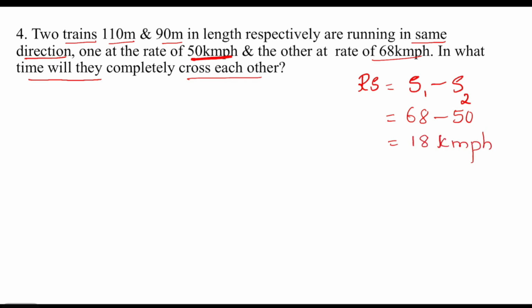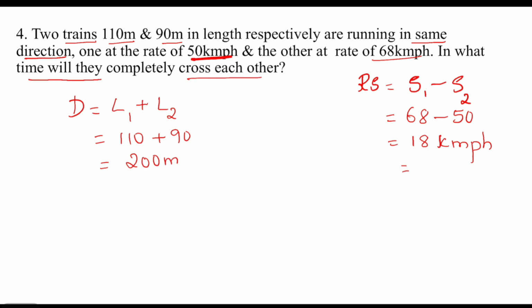Next, what is the distance? Distance is given by the length of the first train plus the length of the second train. Length of the first train is 110 meter. Length of the second train is 90 meter. So totally it is 200 meter. The distance is in meter, so we have to convert speed also in meter per second.